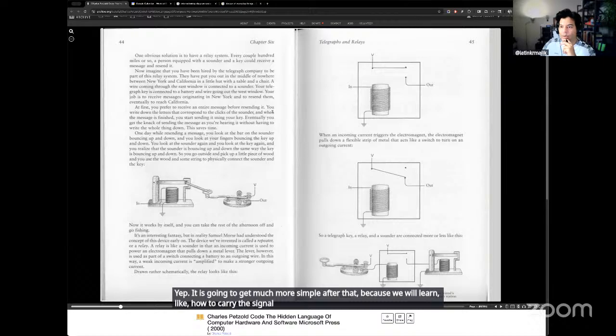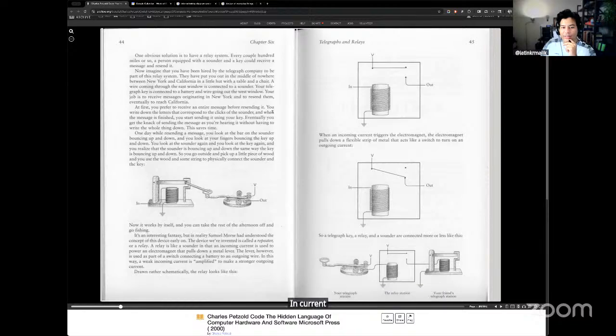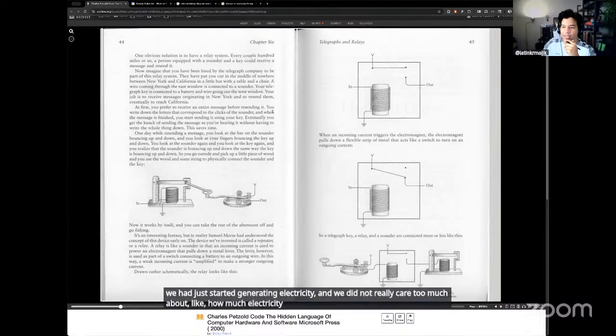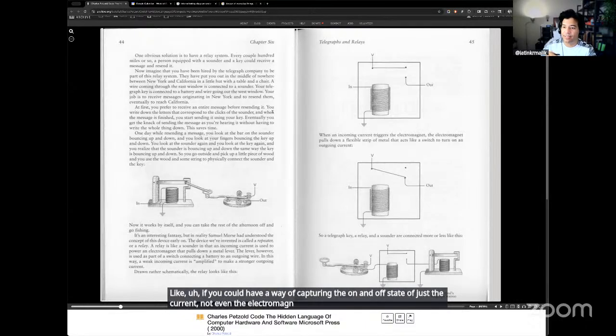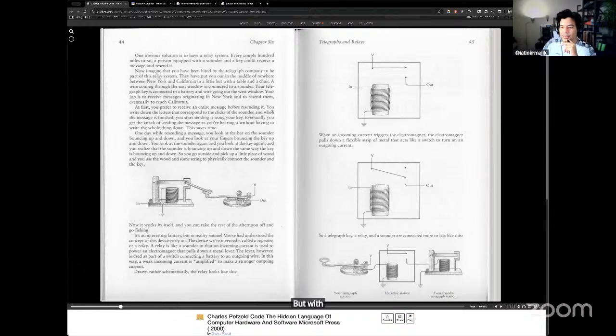So I think the whole digital infrastructure is zeros and ones, right? In current. So you don't even need an electromagnet, which is still a physical moving piece, which requires a certain voltage threshold to work and become magnetic. But this worked because we had just started generating electricity and we did not really care too much about how much electricity we are using. But if you think about it, if you could have a way of capturing the on and off state of just the current, not even the electromagnetic current, just the electrons flowing in the wire, you basically again have the same system, but with much less voltage requirement.